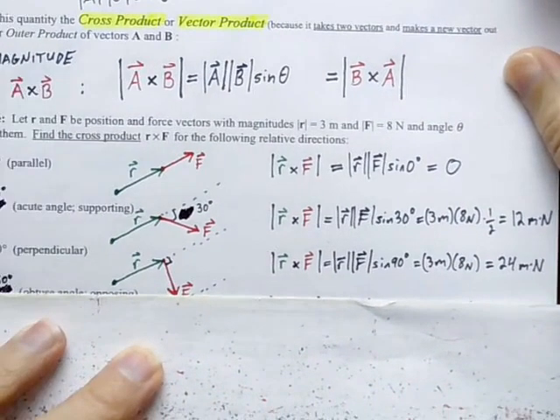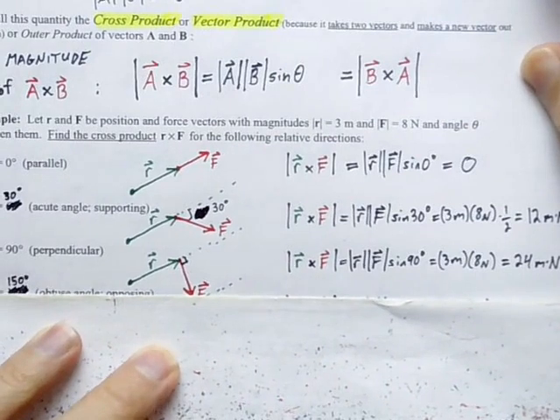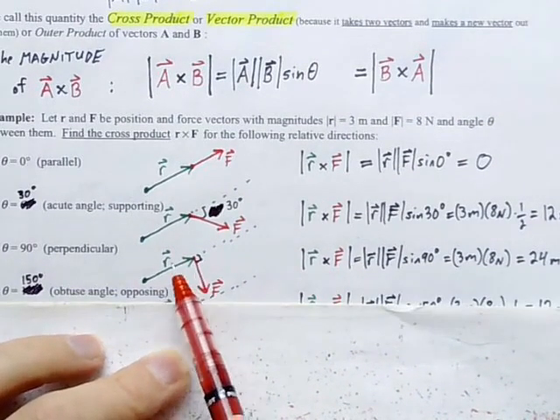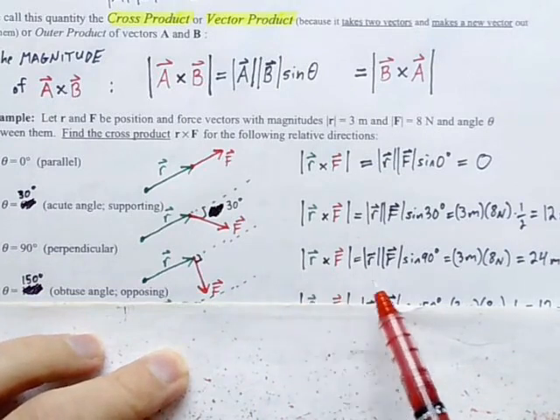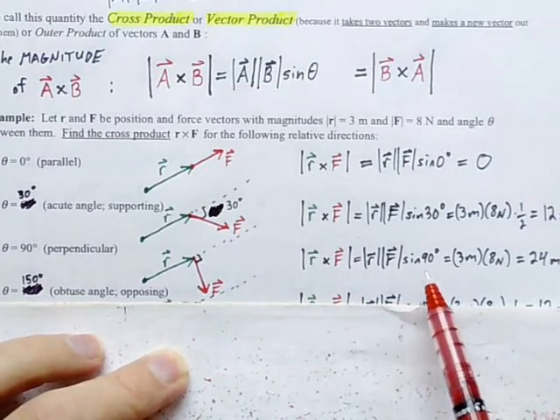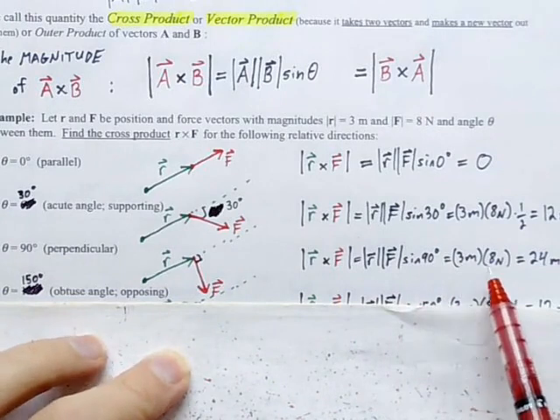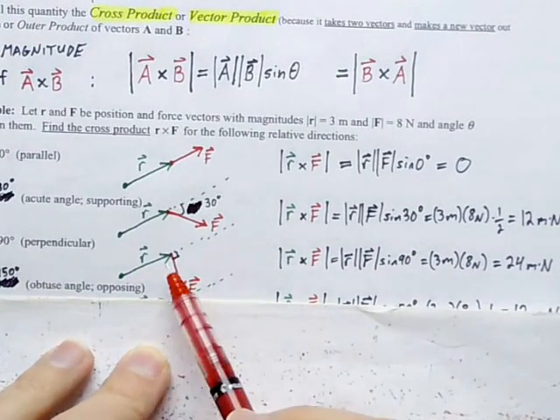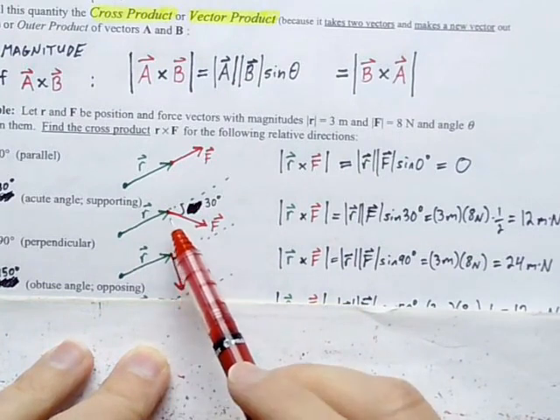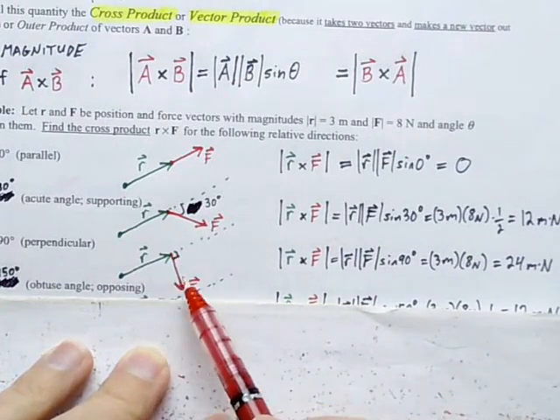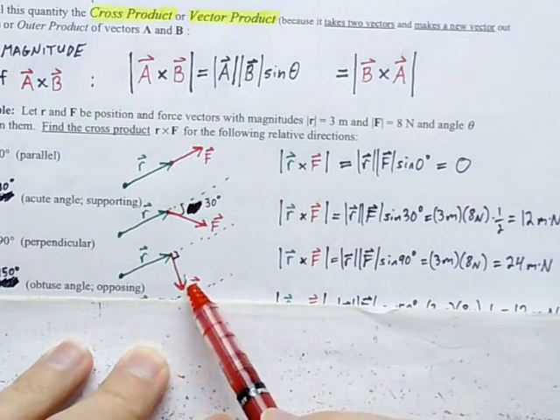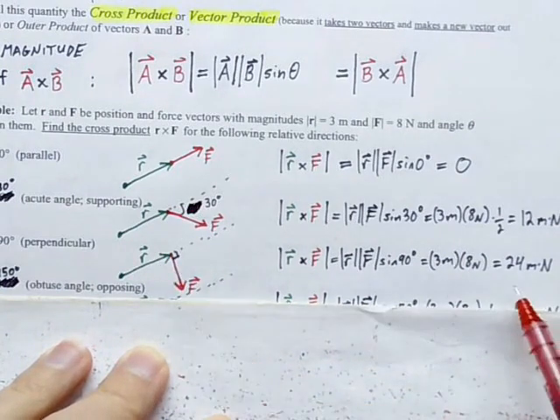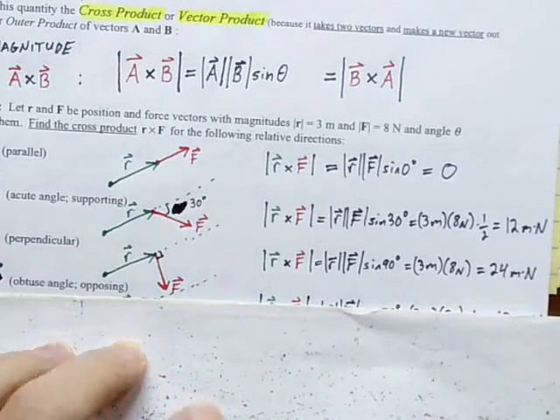Next case, what if they are perpendicular to each other? Theta equals 90 degrees. If they make a right angle to each other, then their cross product has a magnitude given by 3 meters times 8 newtons times sine of 90, which is just 1. So 3 times 8, 24 meter newtons. The magnitude of the cross product here, note, is double the magnitude of the cross product here, because in this case, the vectors are more perpendicular to each other than they are in this case. And the more perpendicular they are, the greater the magnitude of their cross product.